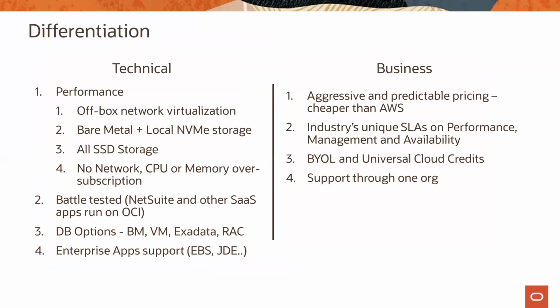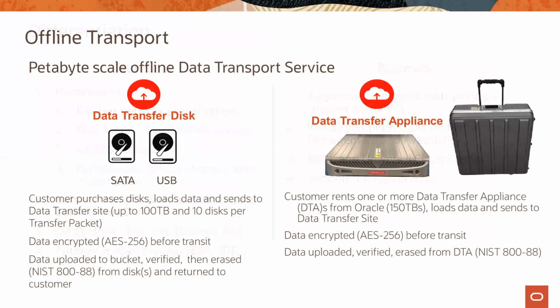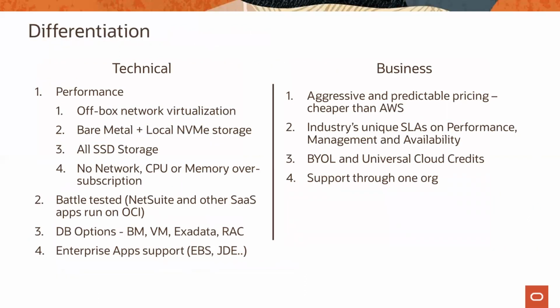Then we have to understand the difference between Oracle and other vendors. On the technical side, we have VCN network virtualization. The virtualization here is not in the hypervisor or the machine. It goes on the network, so it reduces the overhead and allows any hardware, like engineered systems, to be plugged into the network. You have bare metal, which also has local NVMe. All the storage is SSD, so flash. There is no network, CPU, or memory oversubscription.